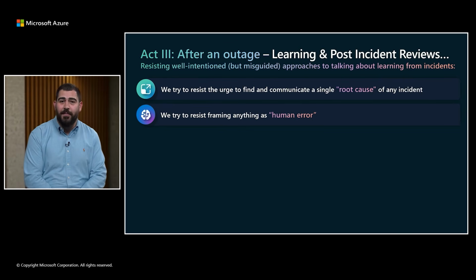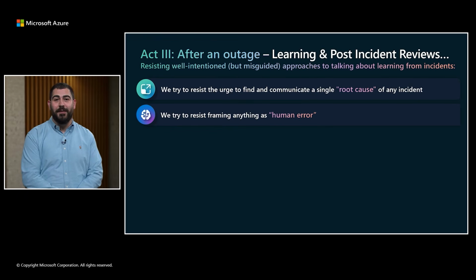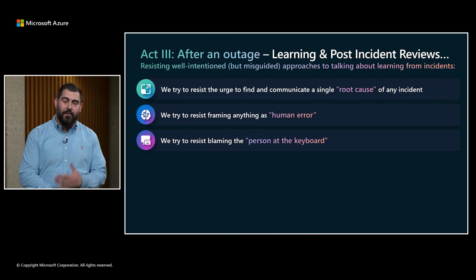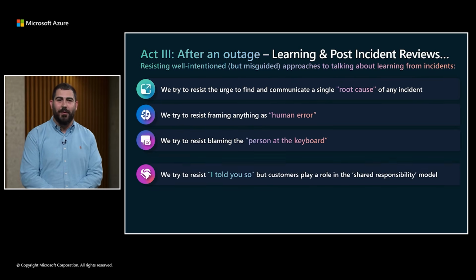We also try to resist framing anything as human error, right? If a human or an operator made a mistake, that's a signal to us that our systems didn't provide that operator with the right intelligence, or that our systems lack the right safeguards to prevent that person from being able to cause customer impact. In a similar vein, we want to resist blaming the person at the keyboard. We know that we can't fire our way to become more reliable, and we want to encourage a culture of people speaking up when something bad is happening. Our engineers, and especially our leaders, need to know that we want a blameless retrospective and to rally around trying to improve the situation as quickly as possible.